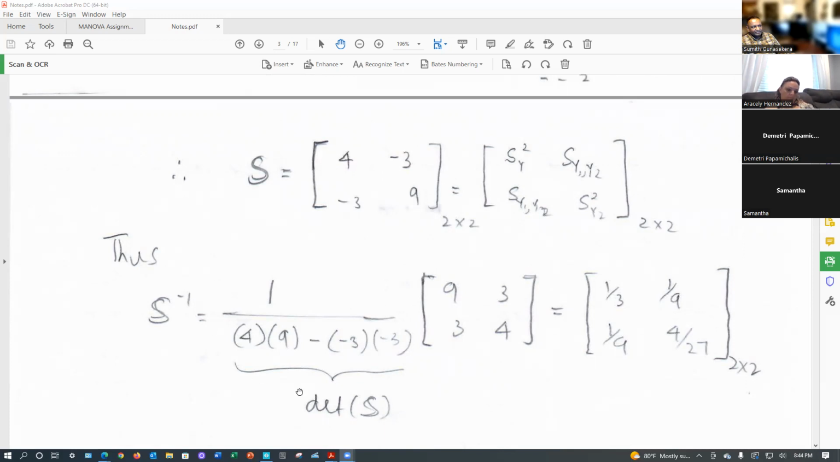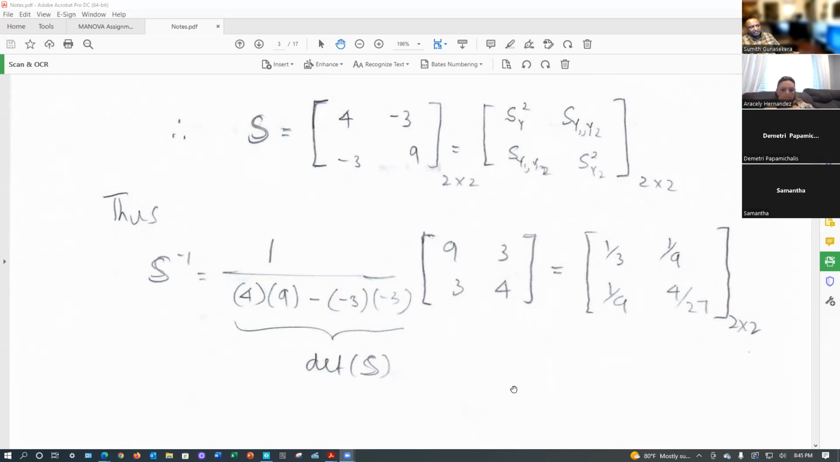That's the size of the S. Times, I'm going to switch these two. In a 2 by 2 case, it's very easy. I'm going to switch these two, and then drop the negative sign of the entries on the minor diagonal. See, I drop it. It's a shortcut, but you don't have to do it by hand. By any chance you have to do it by hand, then you can use a shortcut like that. For your convenience.